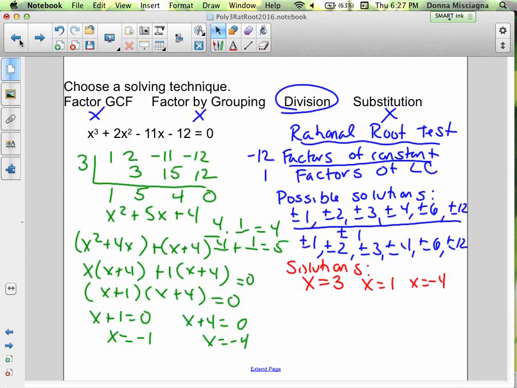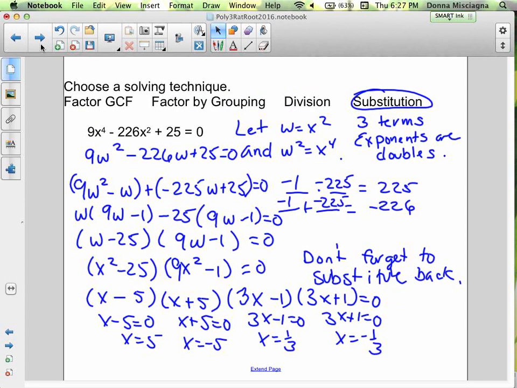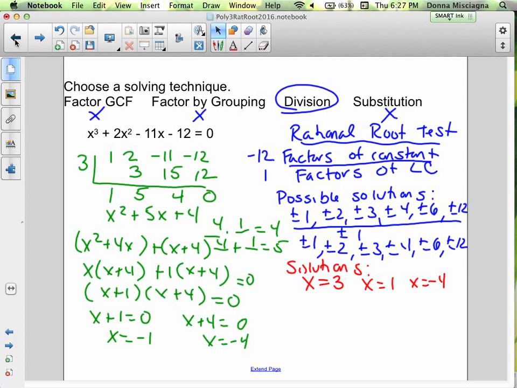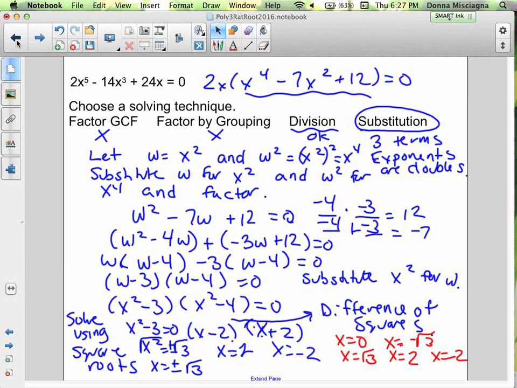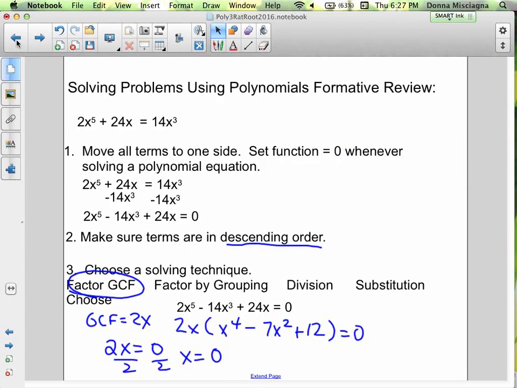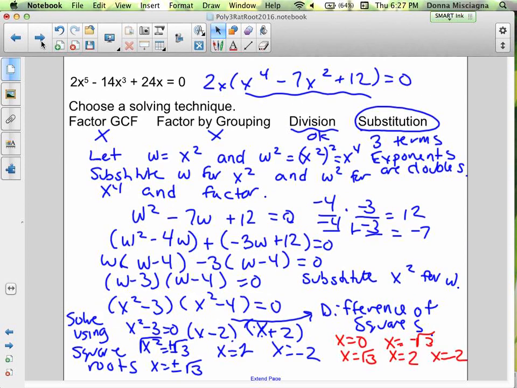With this one here, I'd really hope you'd try substitution, because this is going to be a lot longer problem if you use division. This one over here will be longer, the other one that was division, but not as bad. And that was, where'd he go? Oh, there he is. This part here, the x to the 4th minus 7x squared plus 12.